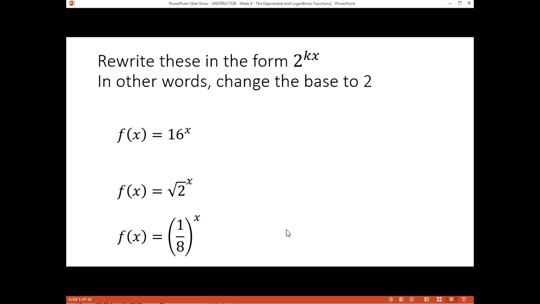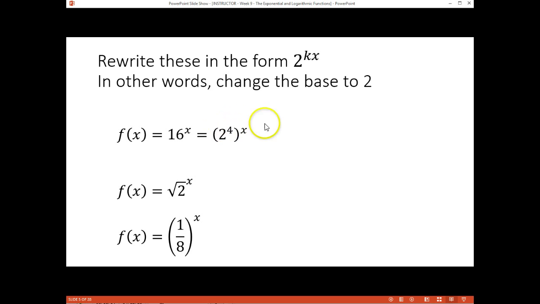Let's go back to our original examples. We had f of x was 16 to the x, f of x was root 2 to the x, and f of x was 1/8 to the x power. What we want to do is rewrite these in the form 2 to the kx. In other words, we want to change the base to 2. So if we look at 16, we realize that 16 is just 2 to the 4th power. So I can rewrite 16 to the x as 2 to the 4th to the x power.